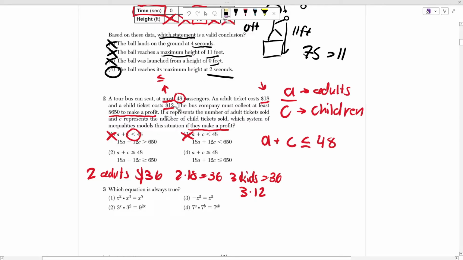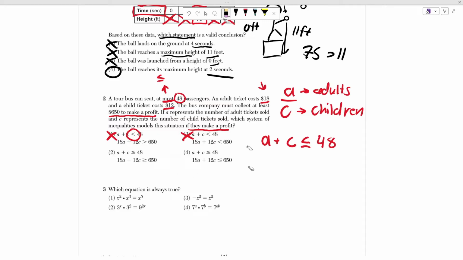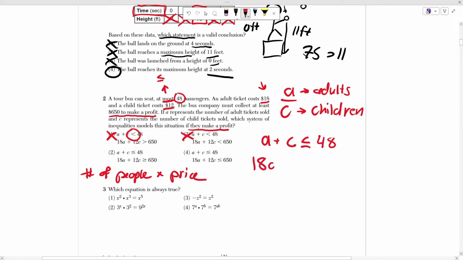So the magic rule to figuring out my profit is to multiply my quantity by the rate. I multiply the number of people by the price. So because an adult costs $18, in order to represent the profit from adults, I just put 18A. Okay, if I have 1 adult, they pay me $18. If I have 2 adults, they pay me $36, so on and so forth. Then I do plus 12C, okay? Why do I do plus 12C? Because I have $12 per child.